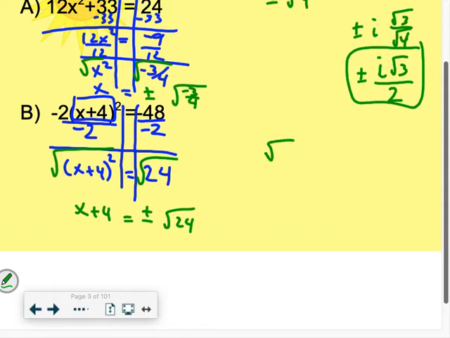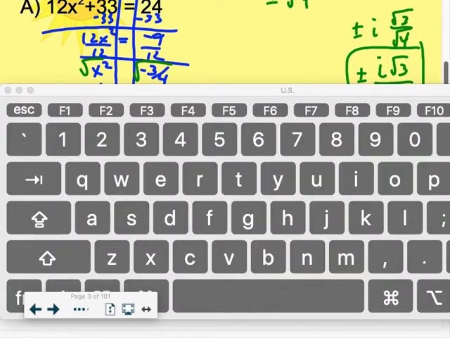I'm going to simplify that. To simplify a radical, remember you have to factor out any perfect squares. So 4 is a factor of 24, and it's a perfect square. So the square root of 24 can be thought of as square root of 4 times square root of 6, which is 2 square root of 6. So I'm going to change this to plus or minus 2 square root of 6.